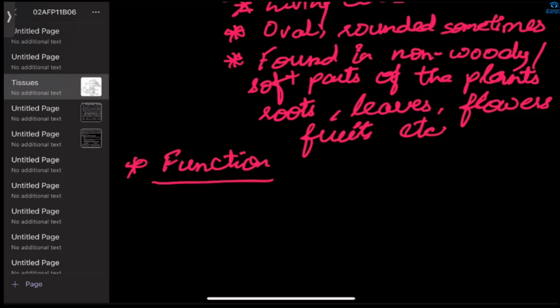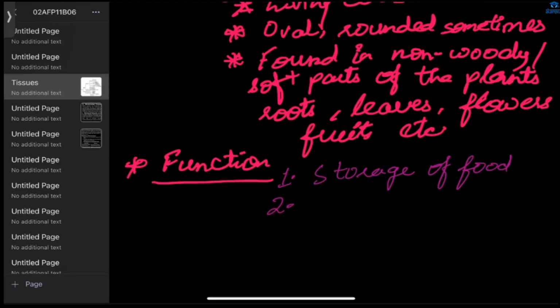It heals and repairs. Ma'am, it's also responsible for storage. Yes, it does heal and repair, but not at a very high level. So it cannot be included as the primary function. It is not the primary function of parenchyma. So the most primary, most prioritized function is what? It stores food. Because it is found in leaves and leaves do what? They prepare food. So storage of food is the prime function.